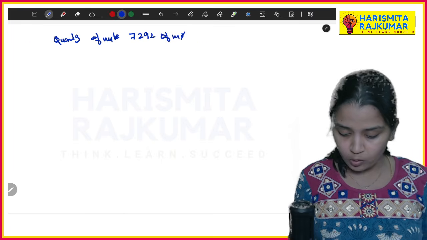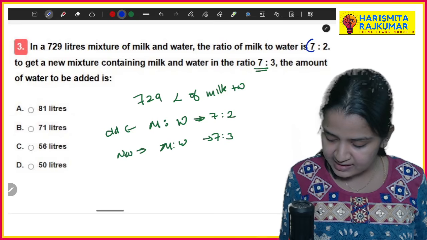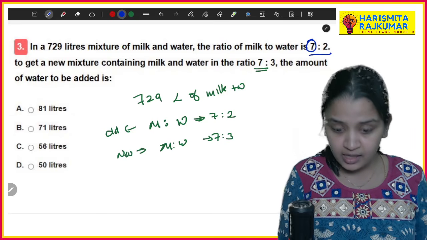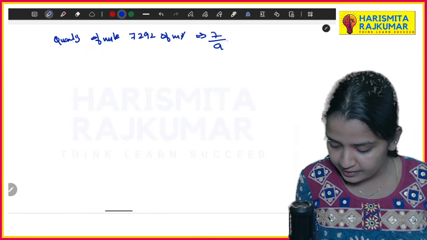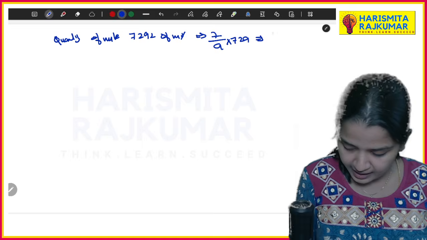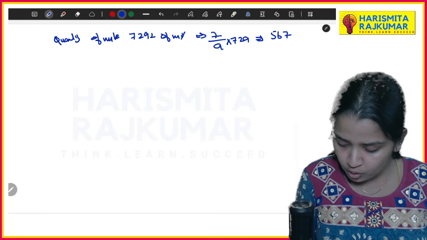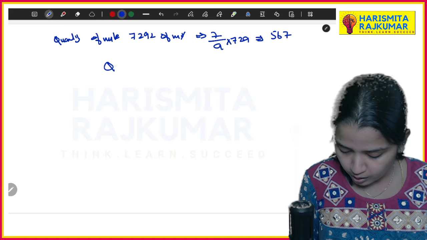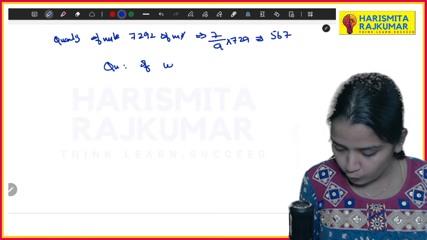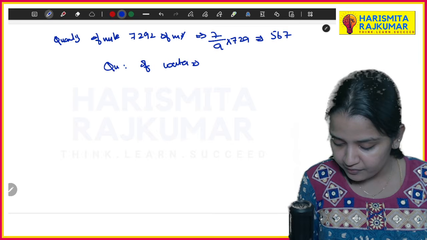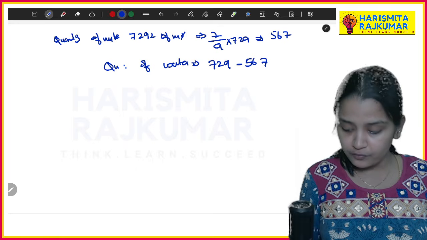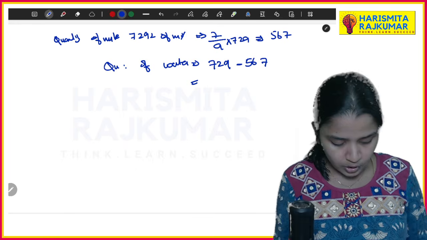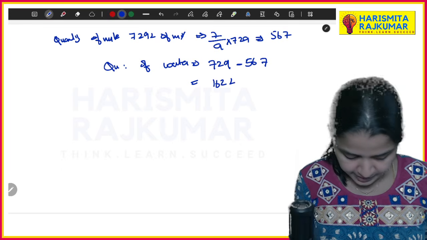So in order to find the quantity of milk, it is 7 by 9 into 729. Okay, so it is 7 by 9 into 729. You will have 567. Then what is the quantity of water? In total you have 729, minus your milk will give you your water, right? Your water is 162 liters.